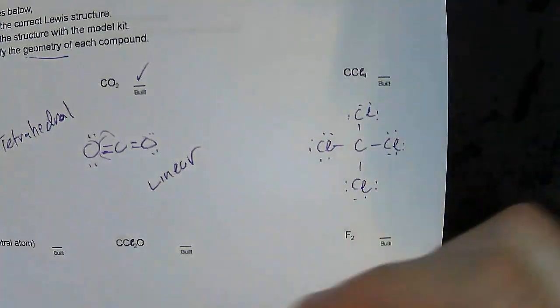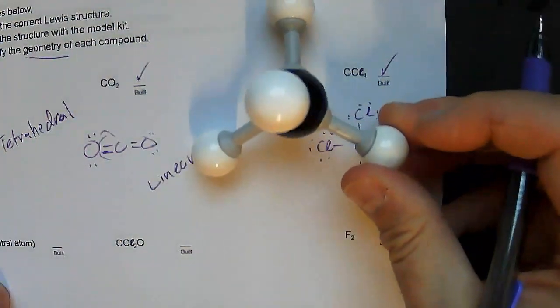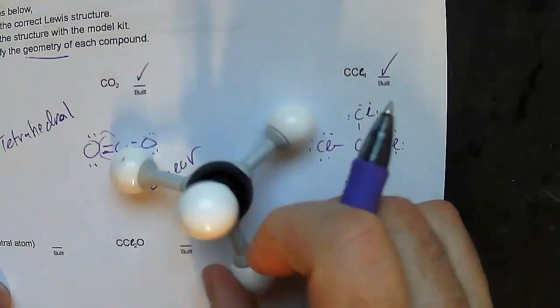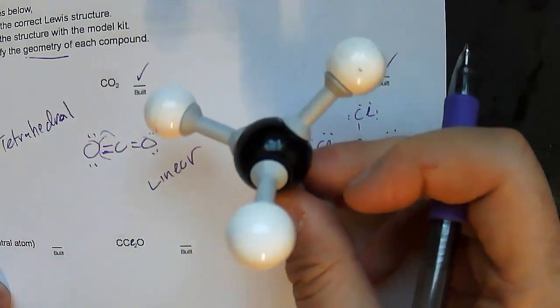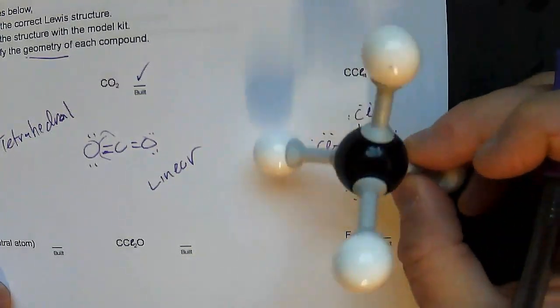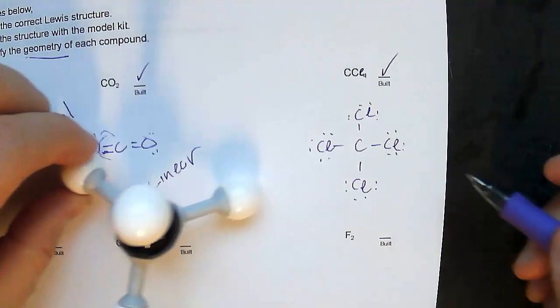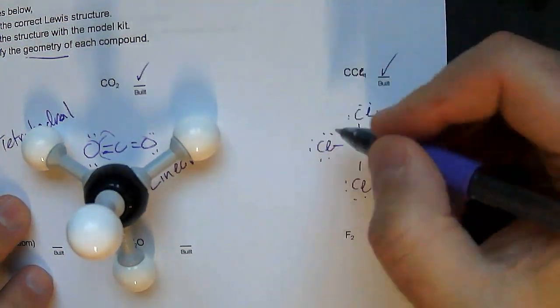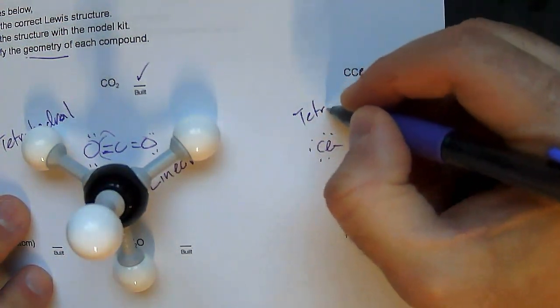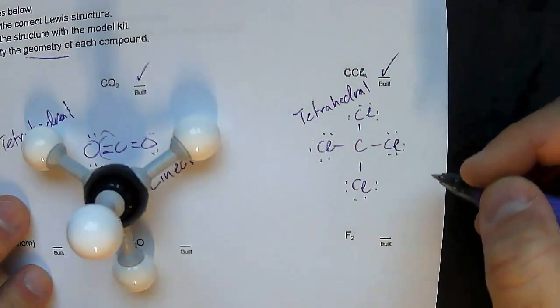And when we have this structure, I built it, and it looks like this. Notice again, this has 4 bonds to it. It looks like this, right? If you kind of put it up on its end here. And so this is still a tetrahedron or tetrahedral.